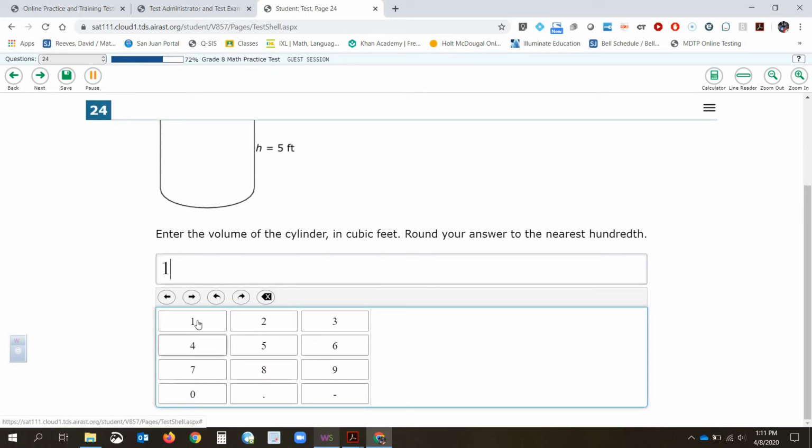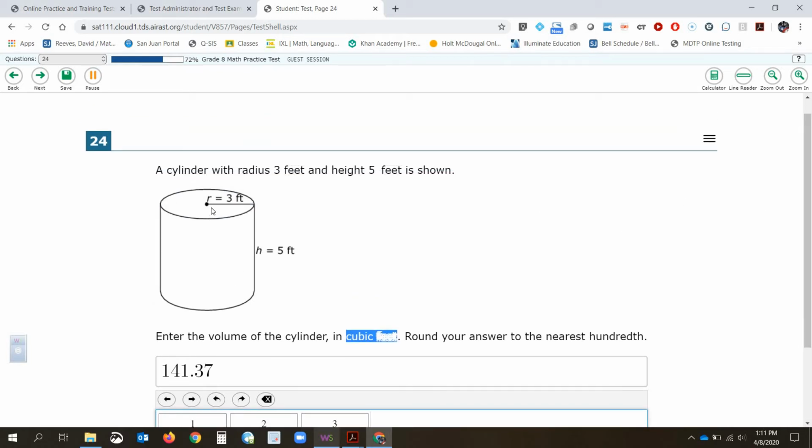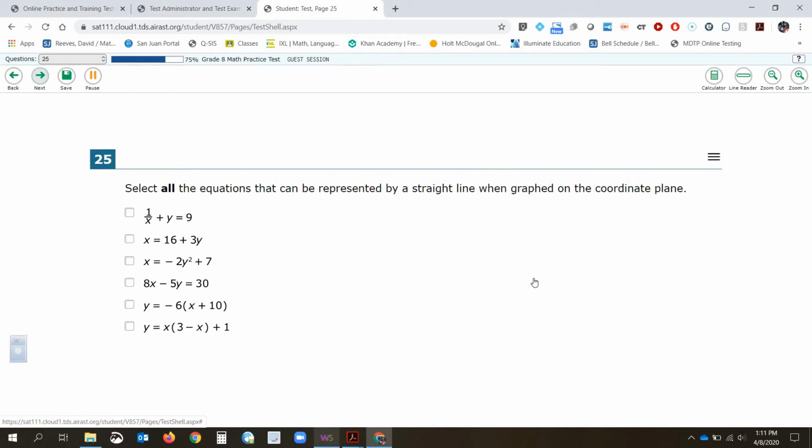141.37. And it is in cubic feet, but again, I've said this multiple times during this test. If they give you the units in the question, you do not need to put the units in the answer. So 141.37 cubic feet is the volume of a cylinder with a radius of 3 feet and a height of 5 feet. All right, onward. Number 25.